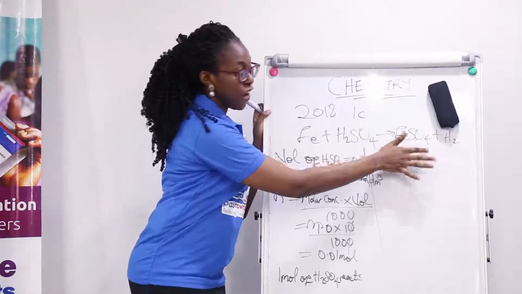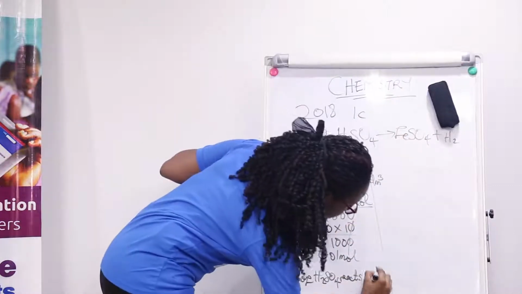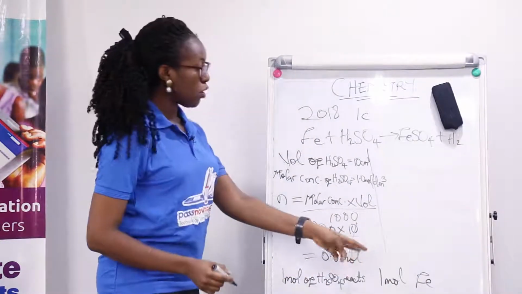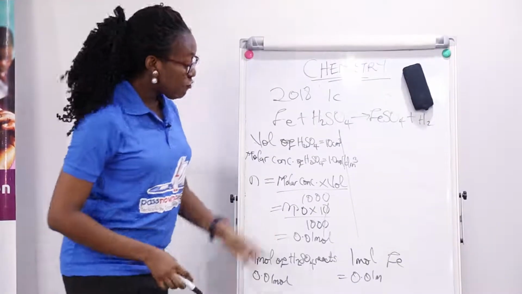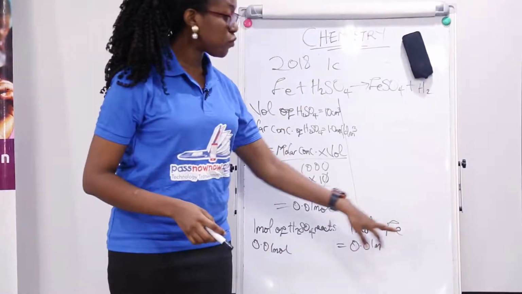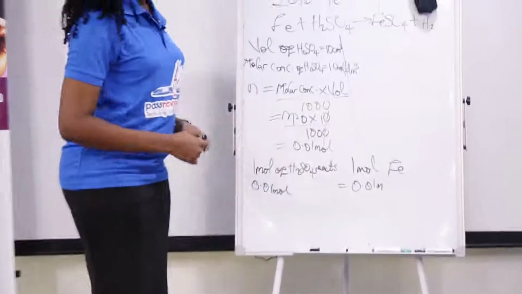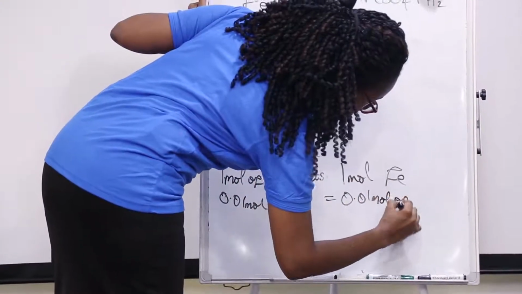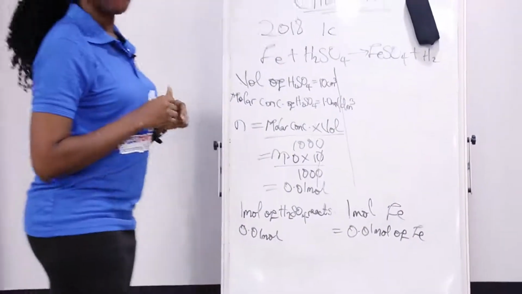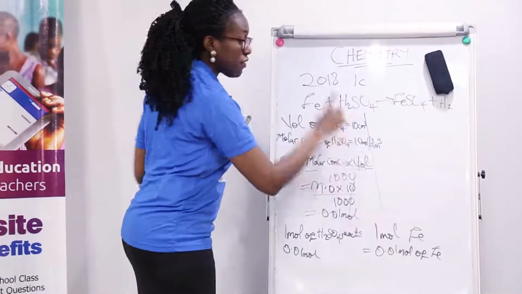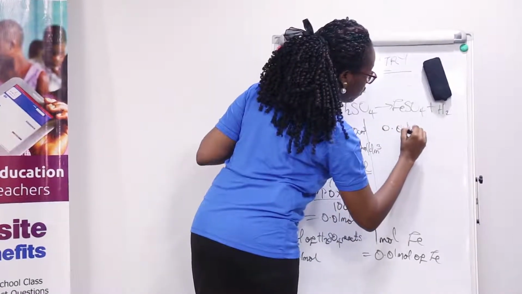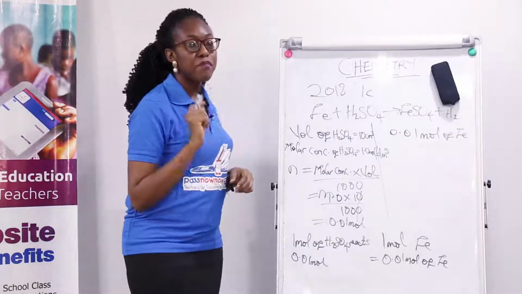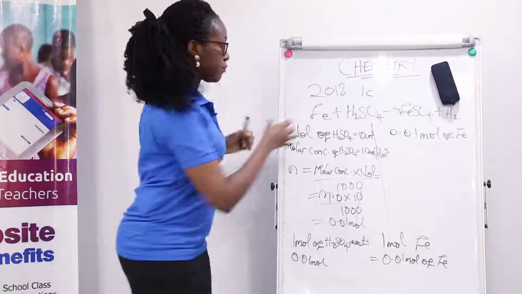So if, according to our reaction, 1 mole of H2SO4 reacts with 1 mole of iron, 0.01 mole of H2SO4 will automatically react with 0.01 mole of iron. So now we know that the number of moles of iron that reacted in this equation is 0.01 mole. But the question asked us to find the mass of unreacted iron.